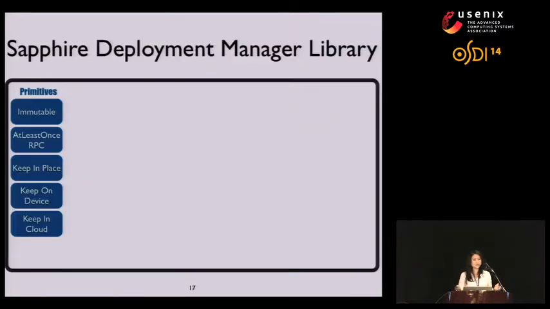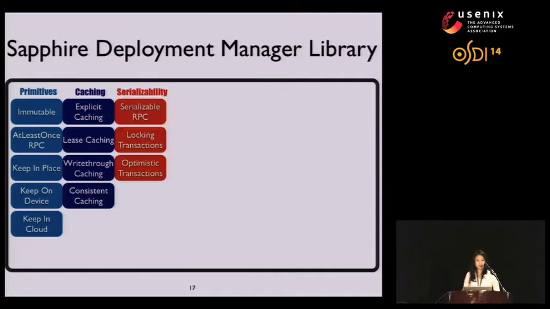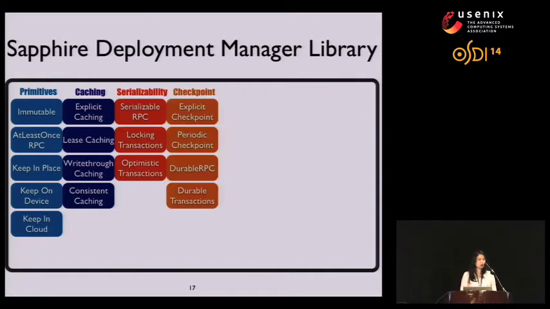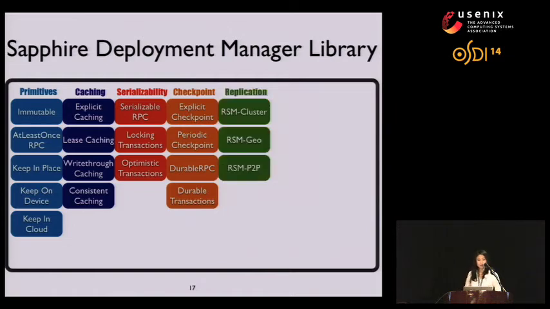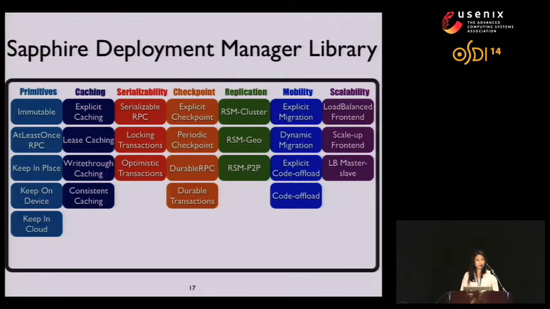We provide a library of deployment managers for application programmers to use. We have simple things like reliable RPC. We also have different kinds of caching. We have concurrency control primitives. We have durable checkpointing to disk. We have different kinds of replication for fault tolerance. We have more complicated scheduling and placement policies. And we have scalability and load balancing.